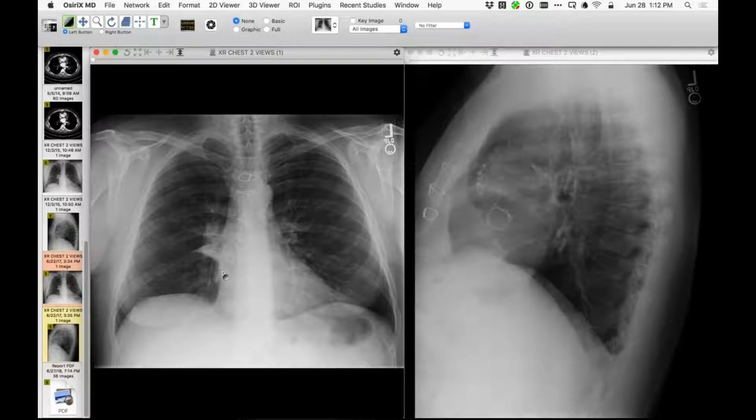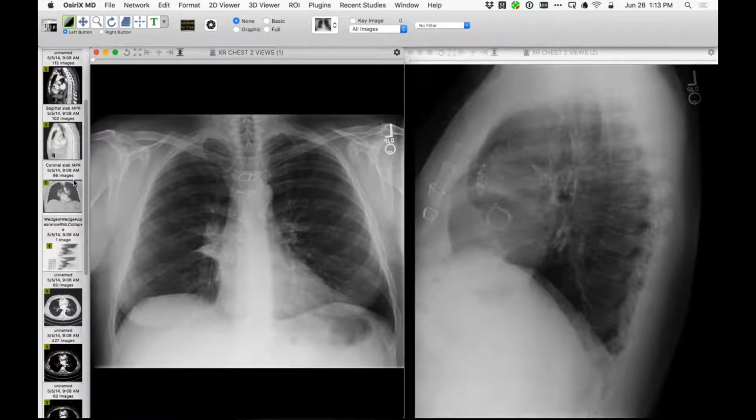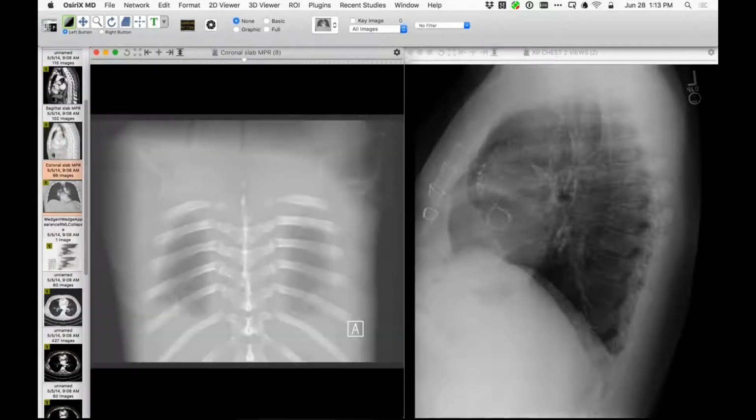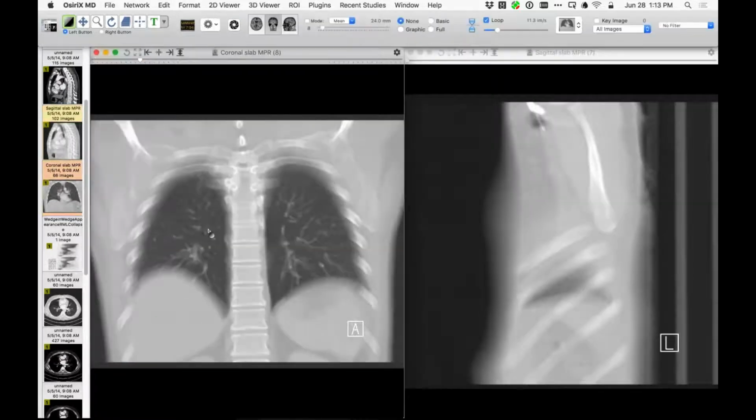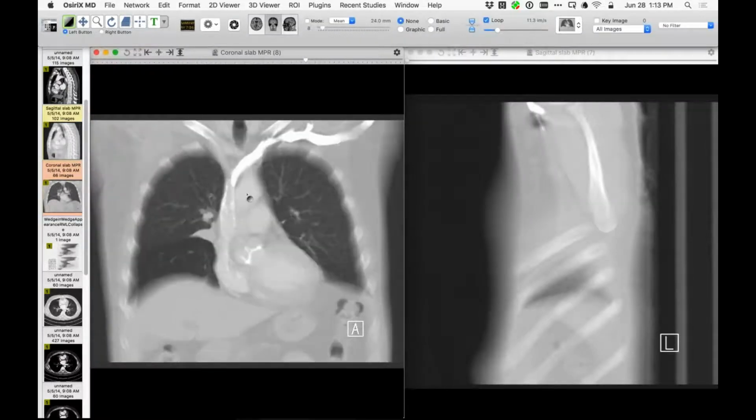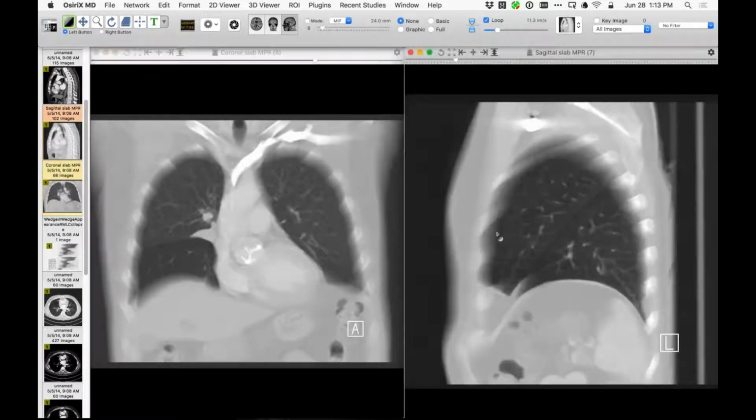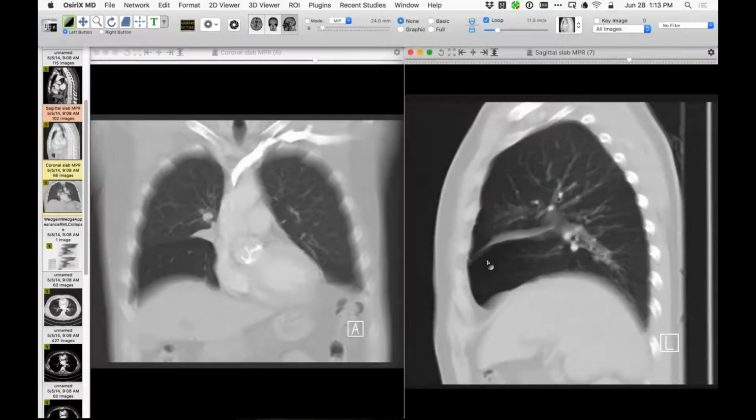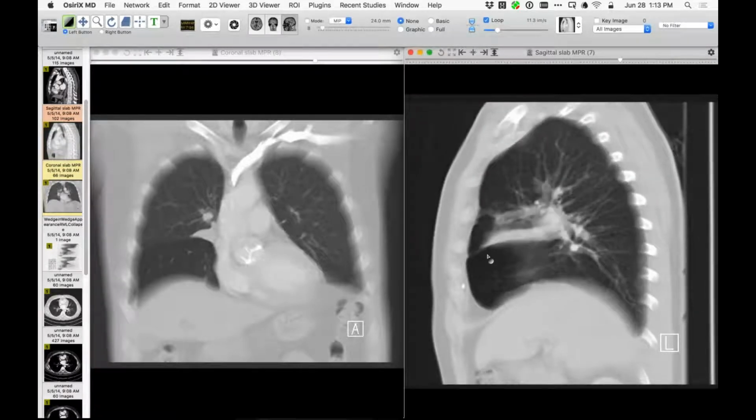So here on the frontal projection, we have that triangular shaped opacity. And if you look for some corresponding opacity on the lateral projection, you can perceive there is something over here. So let me just bring up representative slabs just to give you a feel for that one right there, and its relationship to the fissure. On the lateral, you can see where that opacity is and its relationship to fissures.